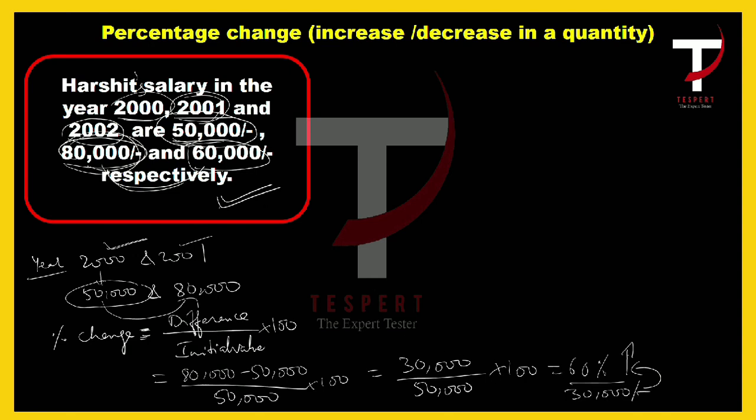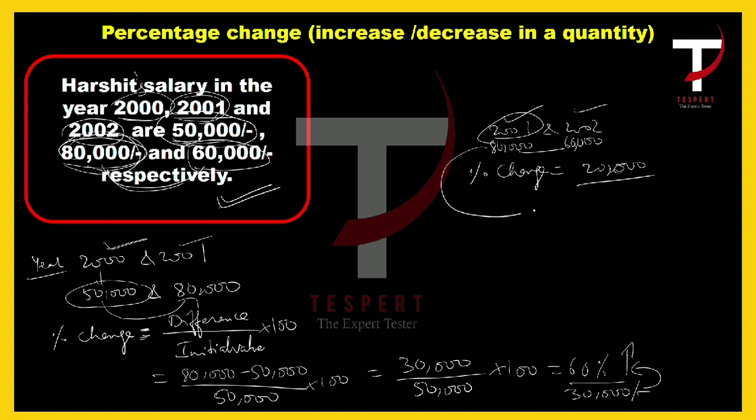Let us consider this one. Let us compare 2001 and 2002 and calculate the percentage change. In 2001, his salary is 80,000. In 2002, it was 60,000. So what's the percentage change? Take the difference, 80,000 minus 60,000, which is 20,000, by the initial value. Which one comes first, 2001 or 2002? The year 2001, so take 80,000, into 100. Difference by initial value into 100. What is the percentage change? It's 25%.